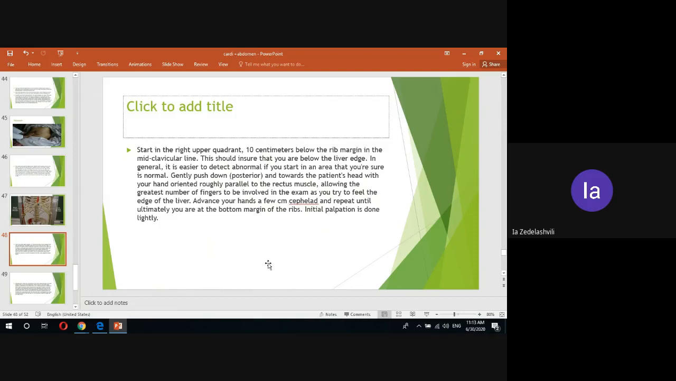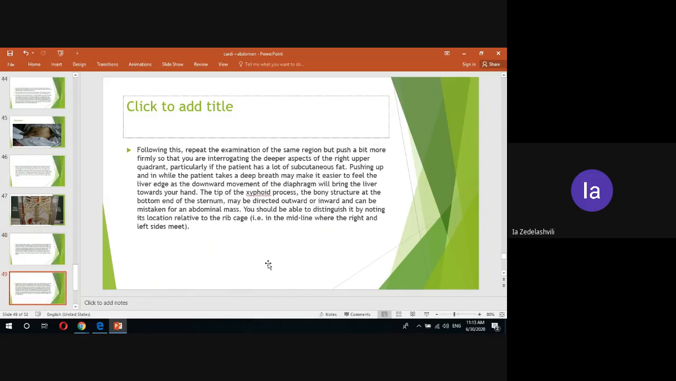Initial palpation is done lightly. Following this, repeat the examination of the same region but push a bit more firmly so that you are interrogating the deeper aspects of the right upper quadrant, particularly if the patient has a lot of subcutaneous fat. Pushing up and in while the patient takes a deeper breath may make it easier to feel the leverage as the downward movement of the diaphragm will bring the liver toward your hand.